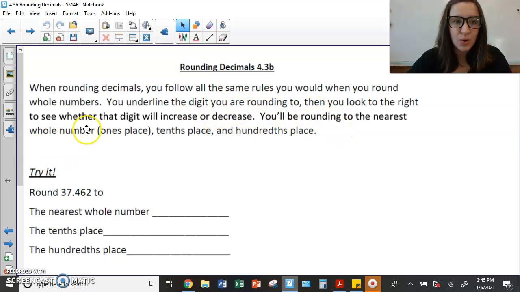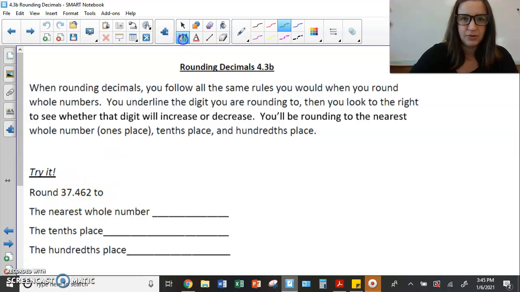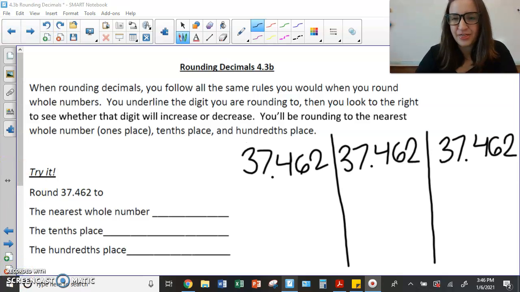You'll be rounding to the nearest whole number, which is the ones place, the tens place, and the hundreds place. So for this number, we're going to write this number. I'm going to write it 3 different times. Okay, so I've written it 3 different times, and that's because I'm going to round this same number to 3 different places. So the nearest whole number is the closest whole number to the decimal point, and the closest whole number to the decimal point is the ones place. So in this scenario, I'm going to be rounding to the ones place.